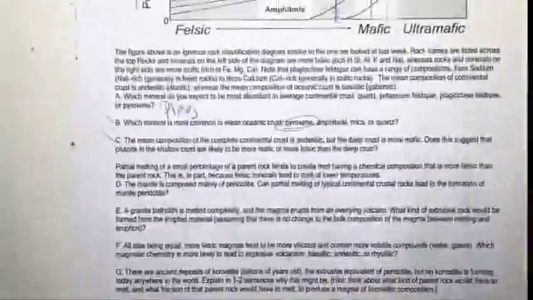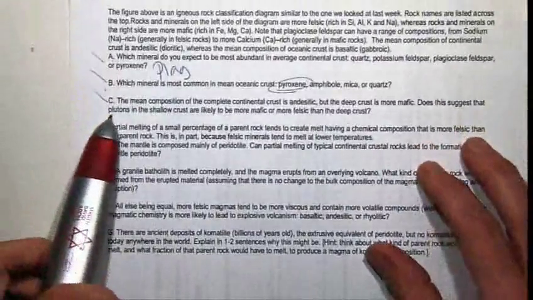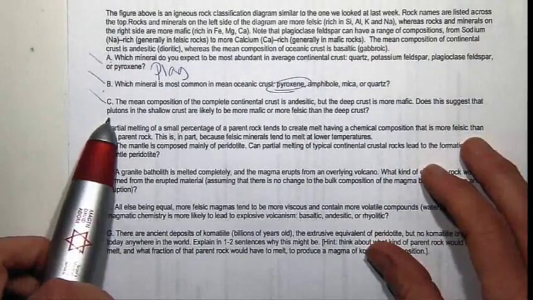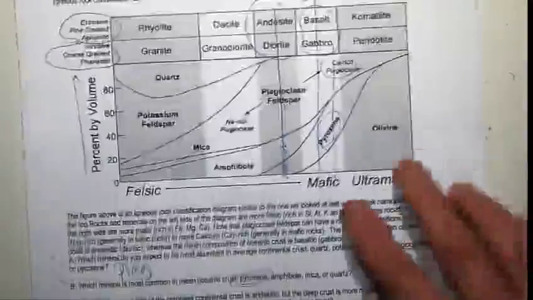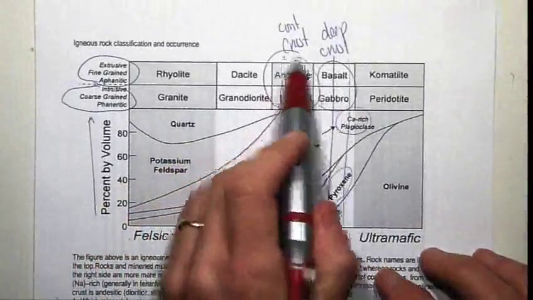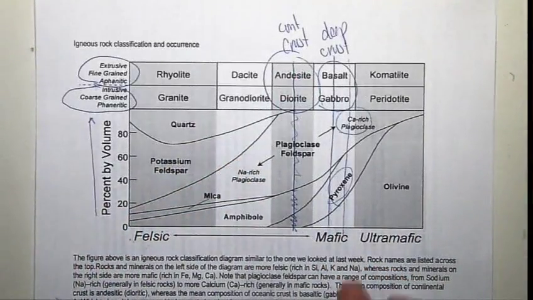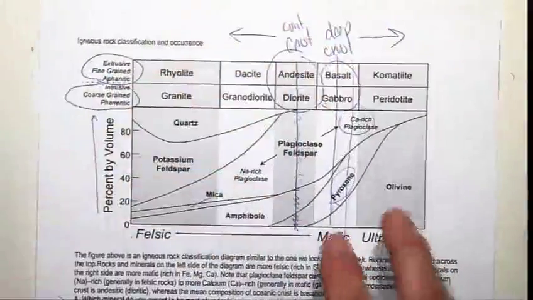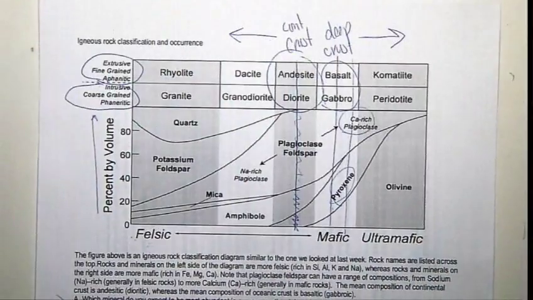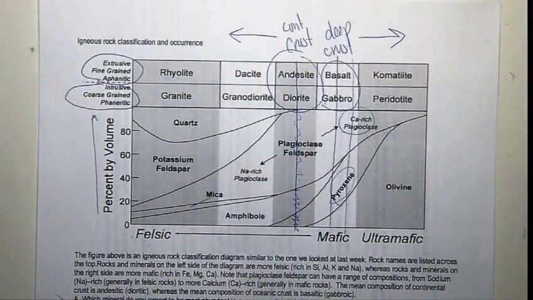and then it wants to know, would plutons in the shallow crust be more mafic or more felsic than the deep crust? Well, thinking about this balance, which way do I have to go to balance out? Do I have to go that way or that way with the upper crust? Do I become more felsic or more mafic in the upper crust? Felsic. It becomes more felsic.